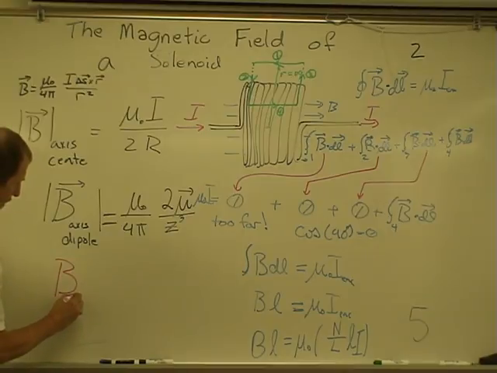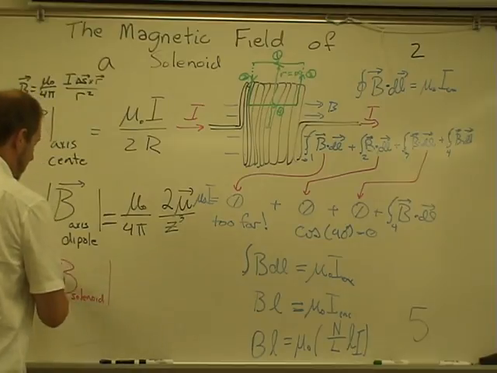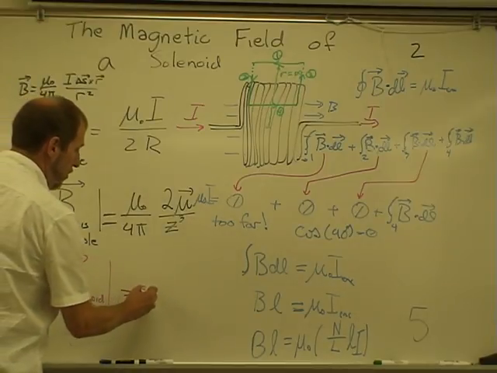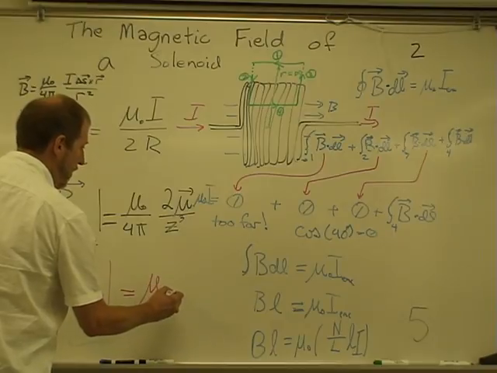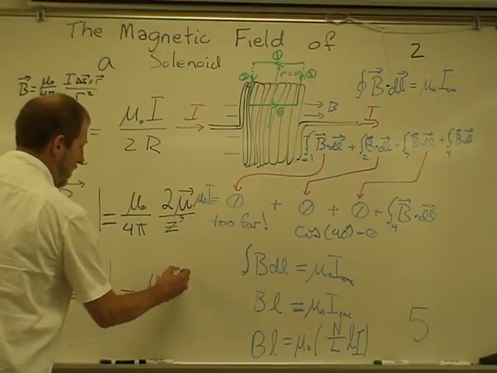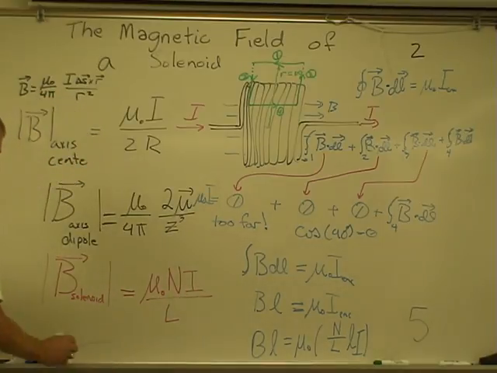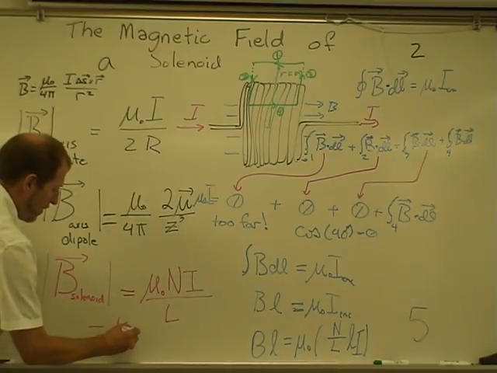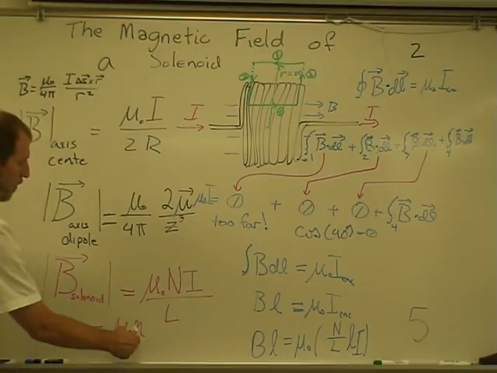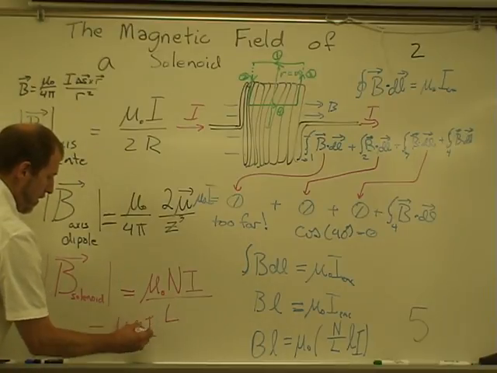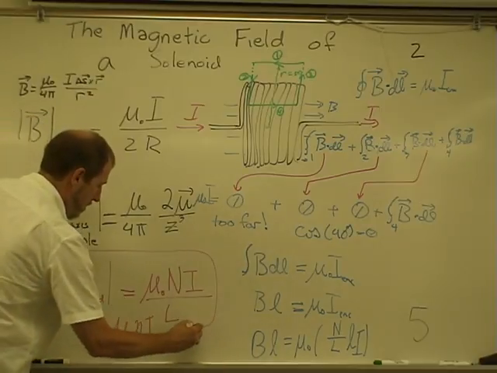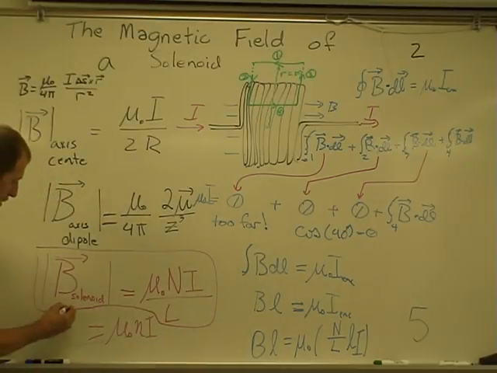And the magnetic field inside a solenoid is equal to mu naught times the number of loops times the current divided by the length, which I could also write as mu naught times the number of loops per unit length times the current. Both of those are correct.